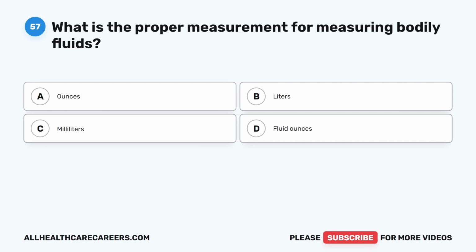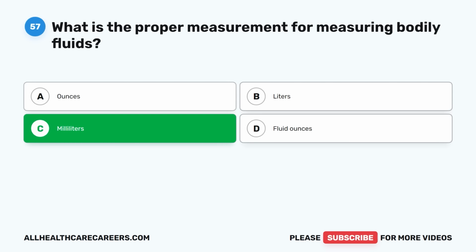Question 57. What is the proper measurement for measuring bodily fluids? A, ounces. B, liters. C, milliliters. D, fluid ounces. The correct answer is C, milliliters.